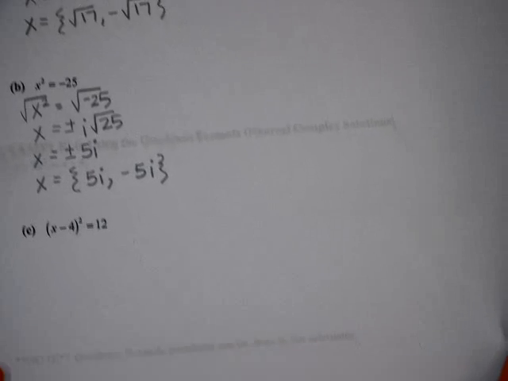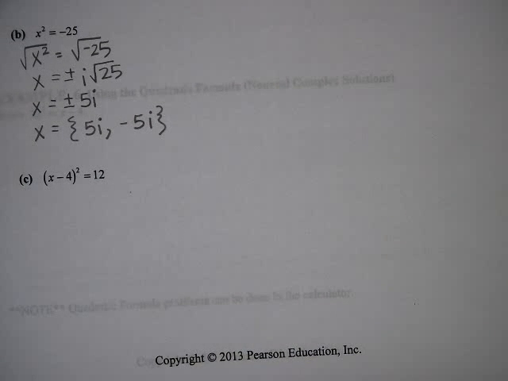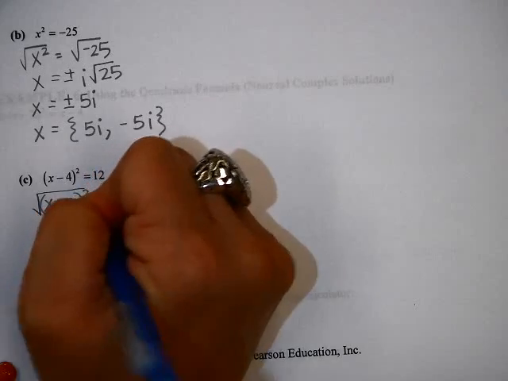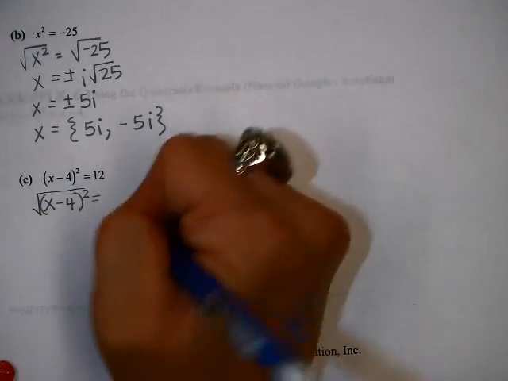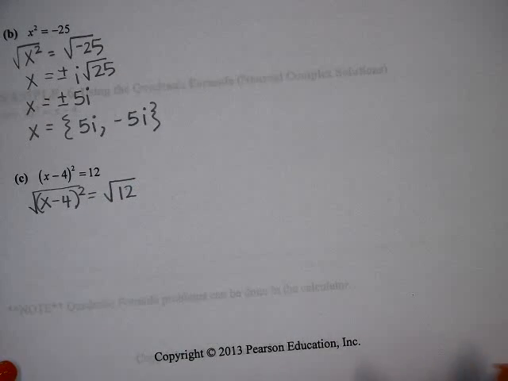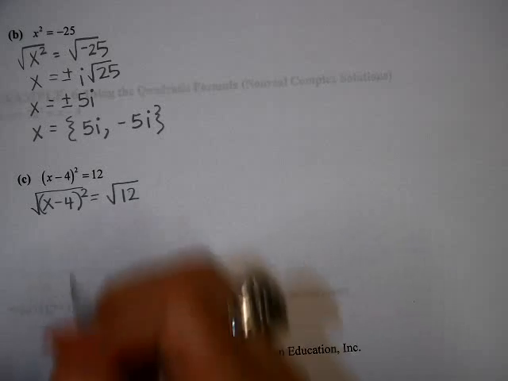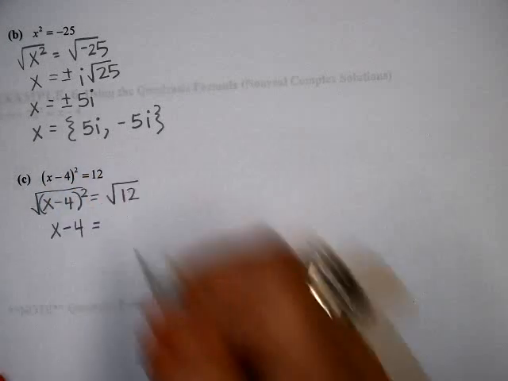As we move forward and look at part C, you will see that we have x minus 4 squared equals 12. You will work this the same way, so don't let it confuse you that you have x minus 4 quantity squared equals 12. You will still start this equation by taking the square root of x minus 4 squared on the left and the square root of 12 on the right. Now, x minus 4 squared is the same as saying x minus 4 times x minus 4. So the square root of x minus 4 squared will simply be x minus 4.